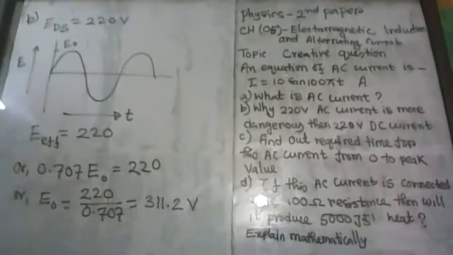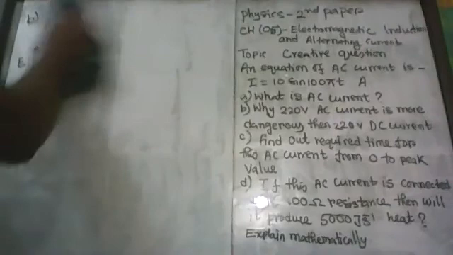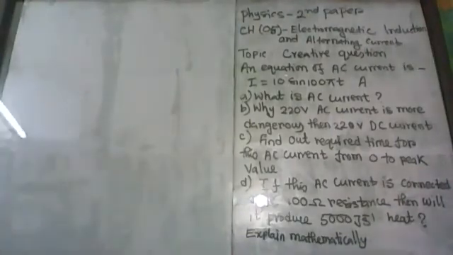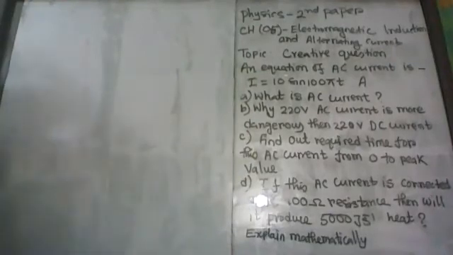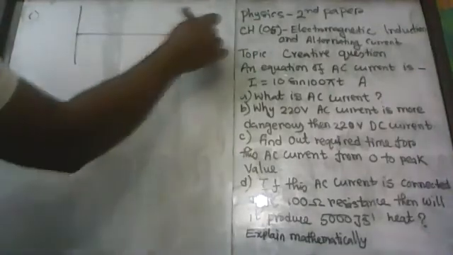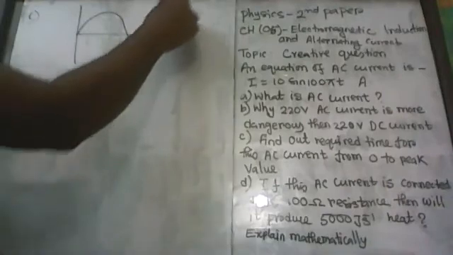Now, boys and girls, I'm going to solve question number C: find out the required time for AC current to reach from 0 volt to peak value. To solve question number C, at first I need to draw the AC current. You know that the AC current is just like this. This is the AC current.